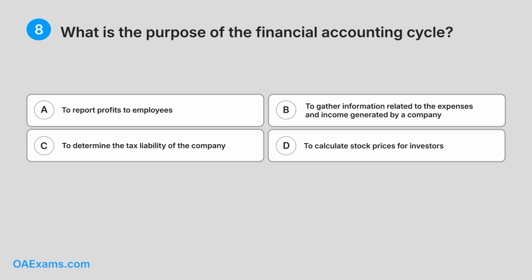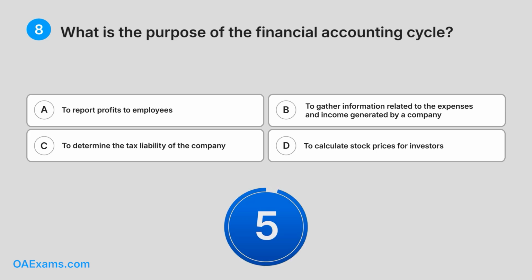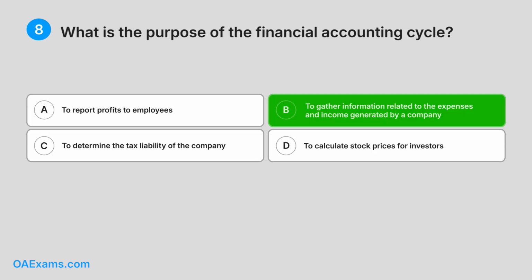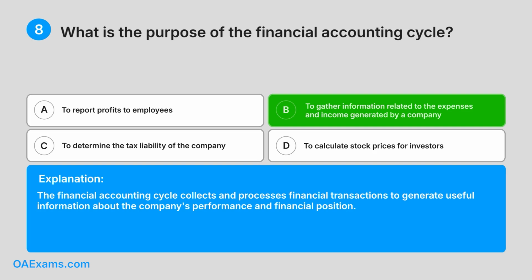8. What is the purpose of the financial accounting cycle? A. To report profits to employees. B. To gather information related to the expenses and income generated by a company. C. To determine the tax liability of the company. D. To calculate stock prices for investors. Do you know the answer? Correct answer: B. Explanation: The financial accounting cycle collects and processes financial transactions to generate useful information about the company's performance and financial position.